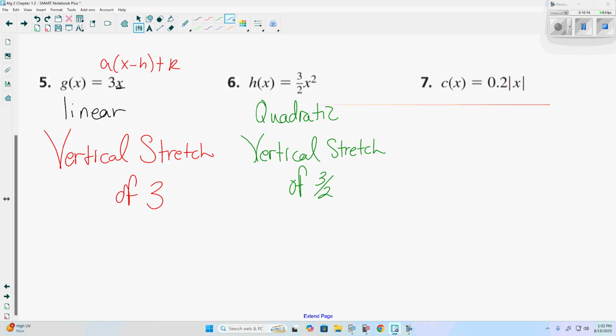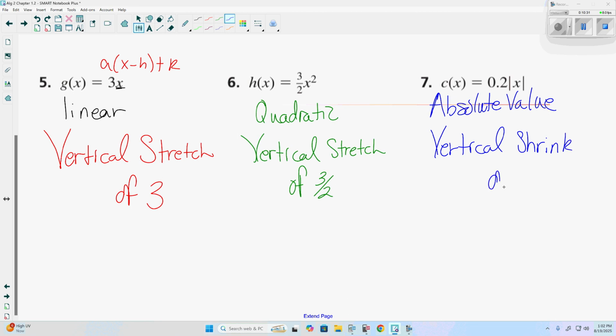Last one here, 7. It would be absolute value. And the transformation would be a vertical shrink of... That's it for this part here. Questions? We're going to do two more problems.